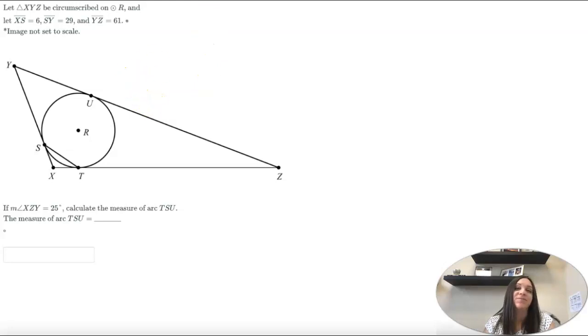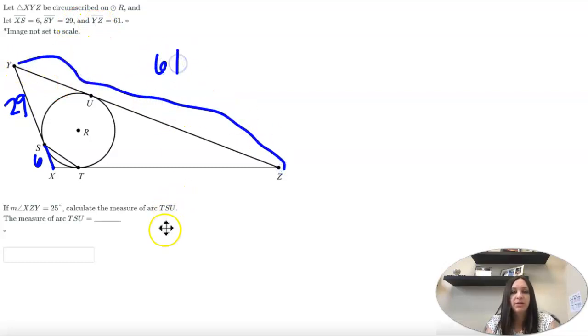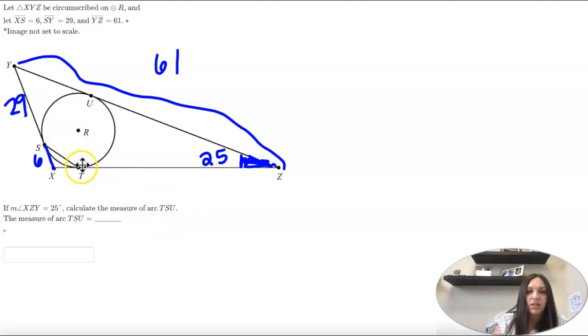Same picture, okay? But numbers have changed. X to S is 6. S to Y is 29. Y to Z is 61. If the measure of X to Z to Y, so this angle is 25 degrees, calculate the measure of arc TSU. What's that?